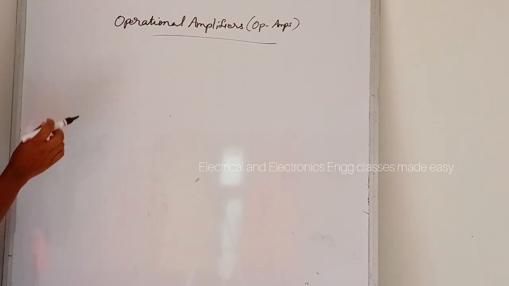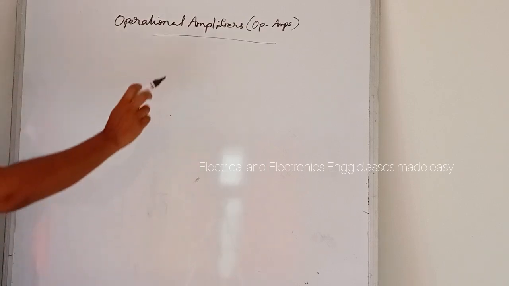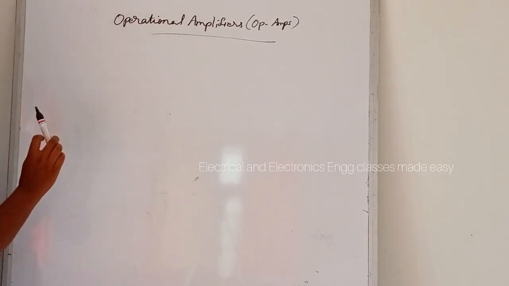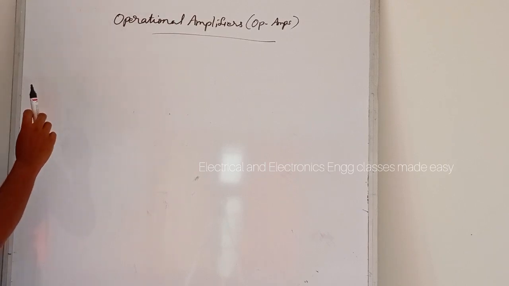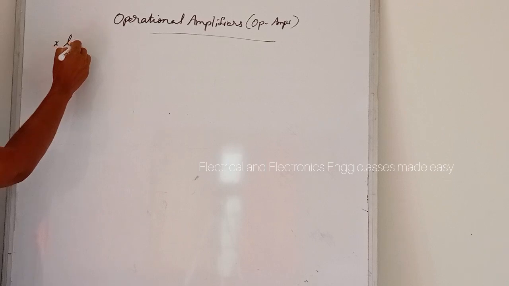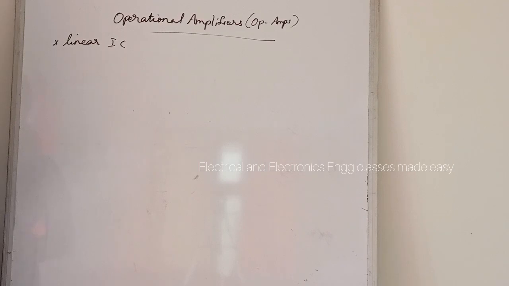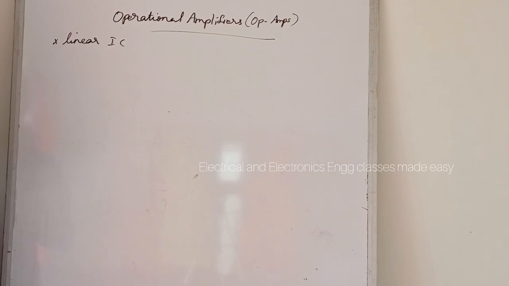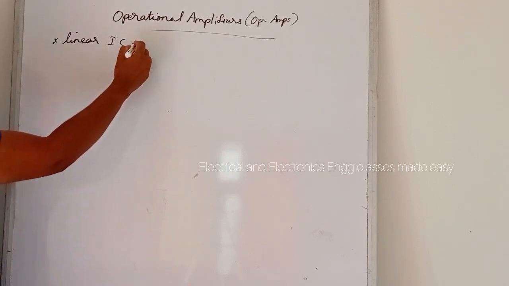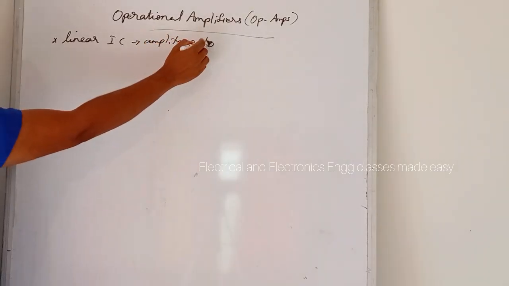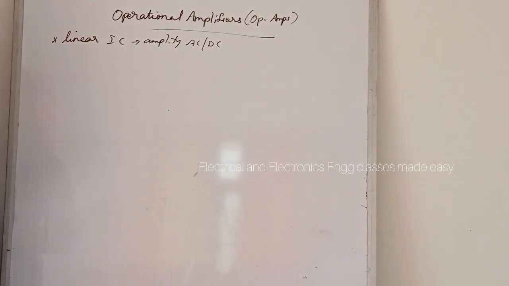Let us study about operational amplifiers, in short, op-amps. So, what is an operational amplifier or op-amp? An op-amp is a linear IC. IC means integrated circuit, and it is used to amplify AC and DC signals.